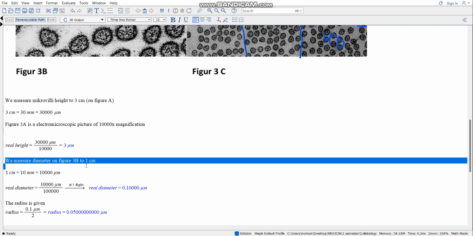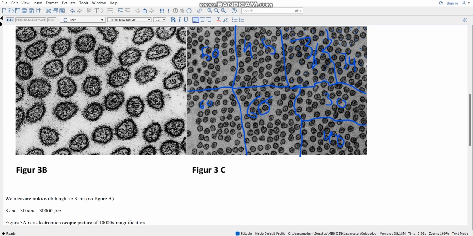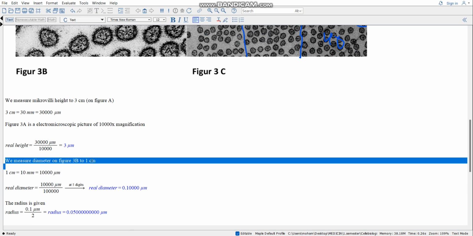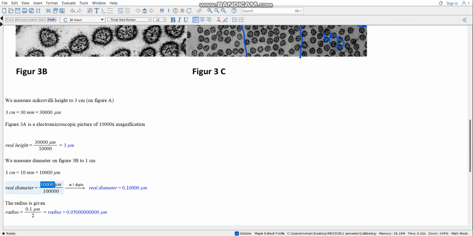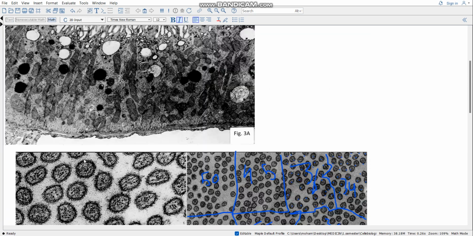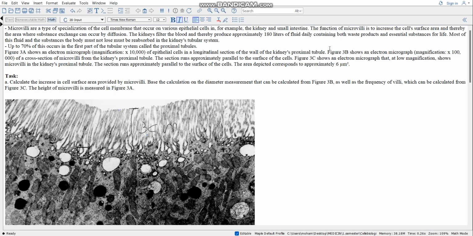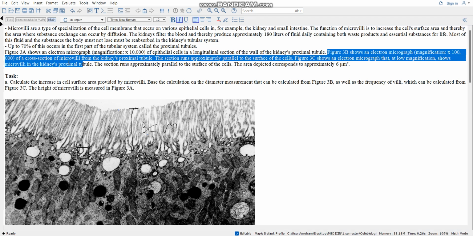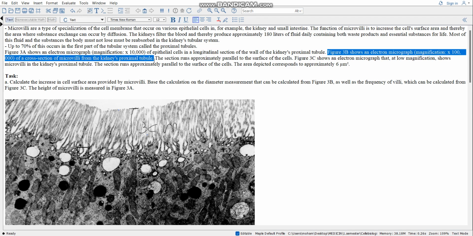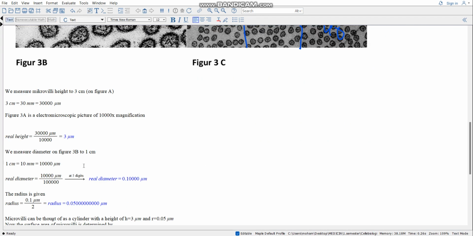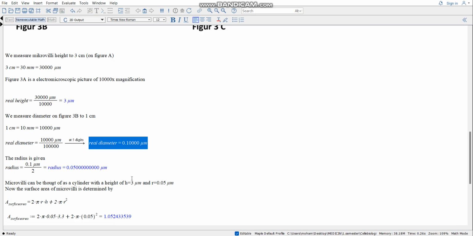We do the same exact thing with the diameter of one microvilli. So one microvilli has the diameter of approximately 10,000 micrometers, but they say here that in figure 3b, the magnification value is x 100,000, okay? So we need to divide it by 100,000, giving us the real diameter to be 0.1 micrometers, okay?